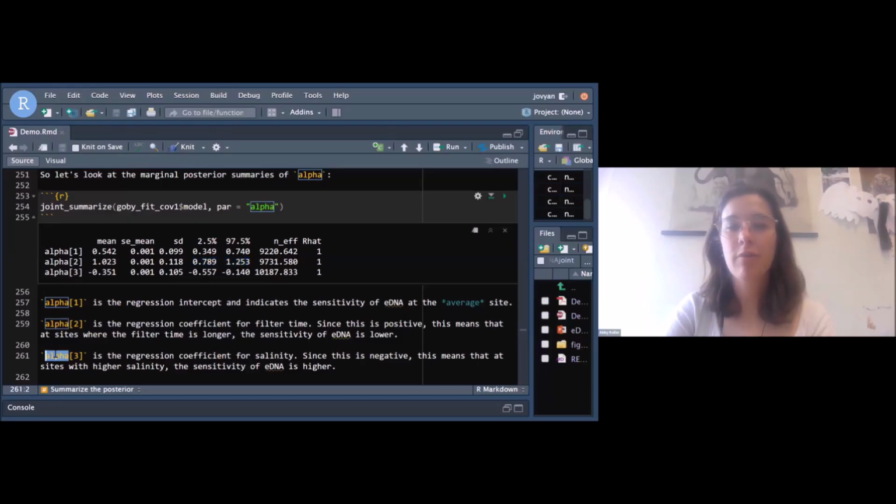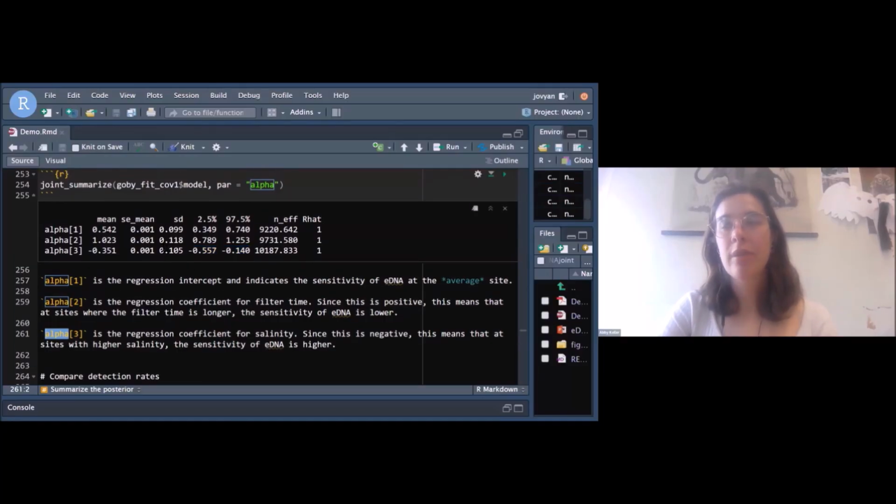Alpha 3 is the regression coefficient for salinity. We see that this is negative. The entire 95% credibility interval is also negative. This means that at sites with higher salinity, the sensitivity of eDNA is higher. Again, this also makes sense. This is intuitive. Salt is a DNA preservative. So at a more saline site, eDNA lasts longer in the water, persists longer, so that likely leads to higher detection rates.